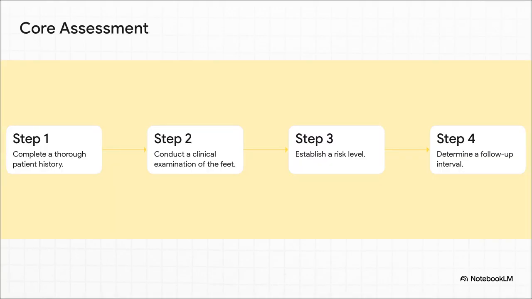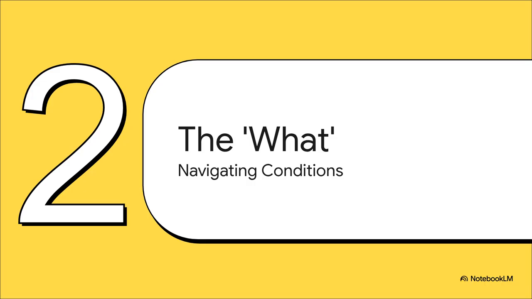Now, no matter which path you go down, these 4 steps are your foundation. They're universal. First, you're going to get a really thorough patient history. Then you'll do a clinical examination, actually look at the feet. From there, you establish a risk level, and finally, you figure out how soon they need to check back in. It's simple, it's structured, and you can repeat it every time. Okay, so we've got our framework. That's the how. Now let's jump into the what.